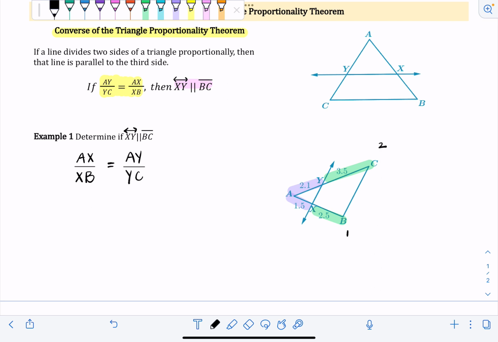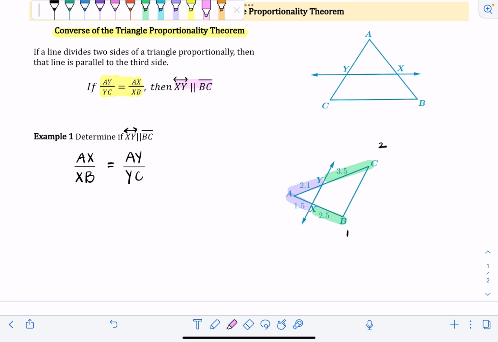So that's what I mean in terms of keeping things in proportion. If I switched it and put AY and XB together, that's pairing up the shorter portion and the longer portion, so that wouldn't work. So you just want to make sure that you're pairing up the parts that go together. They're not corresponding, but they are matching up, in this case, left side of the triangle, right side of the triangle.